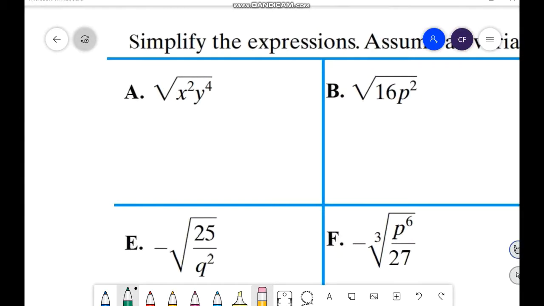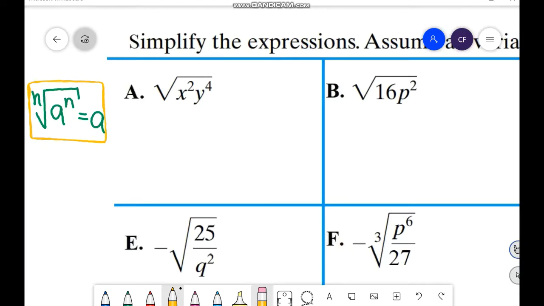Let's work on letter A. To simplify, we will apply the definition of the nth root. Remember the definition? This is equal to A. Most of the time, that's what you can apply. And sometimes you have to check if you have A negative, if you have N as an even number, then you need to check it out. But most of the time, this is what you have to apply.